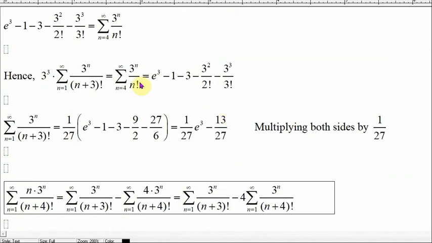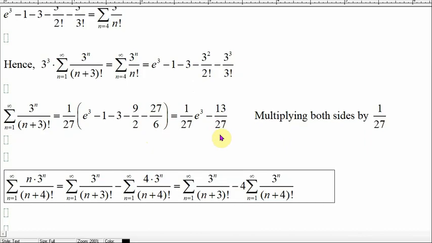And then now multiply both sides by 1 over 27 to get rid of this 3 to the third. So we end up with the summation with the expression 3 to the n over n plus 3 factorial is equal to 1 over 27 times all of this. And then simplify, we get 1 over 27 e to the third minus 13 over 27. And so we have just found the value of this summation right here. And then next we need to find the value for this summation.